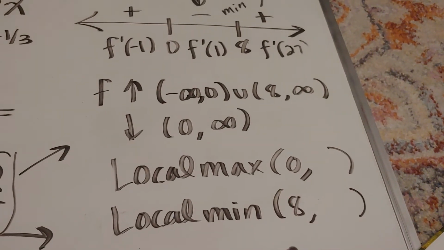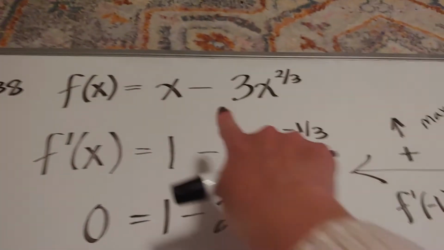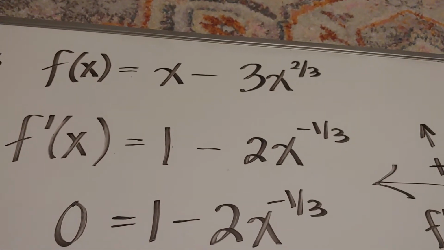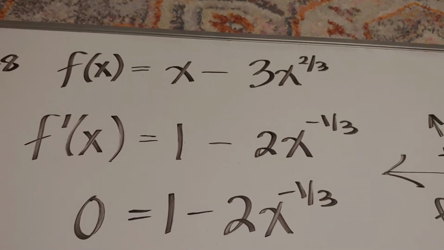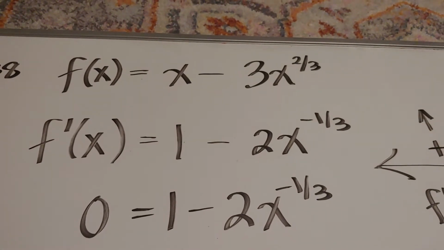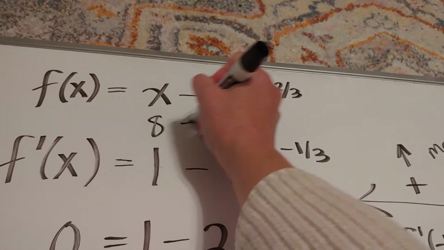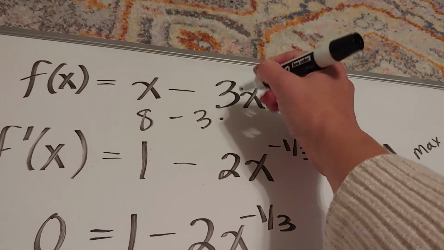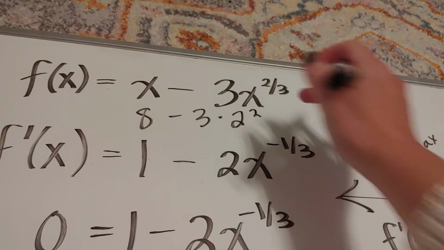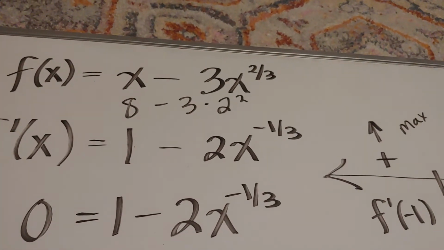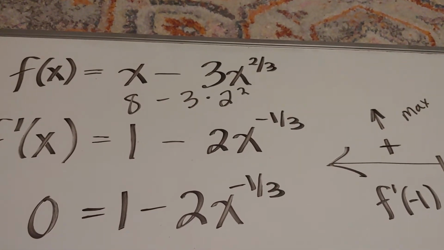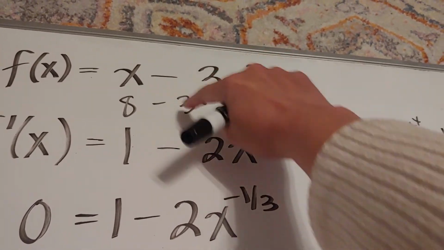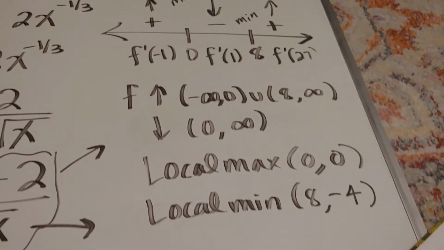Okay, y value time. To get your y value, you need to go back to the original function. So if I plug in 0, I'm going to get 0. If I plug in 8, I'm going to get 8 minus 3 times the cube root of 8 squared. So I think I'm going to get negative 4. All right, double check my work. The cube root of 8 is 2, 2 squared is 4 times 3. I think we're going to get negative 4.